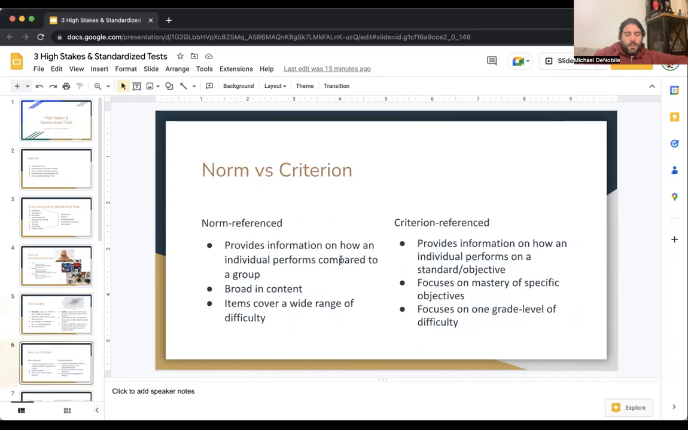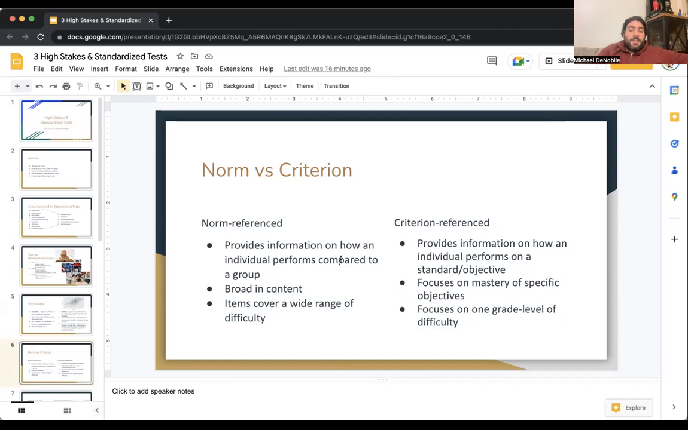All right. So norm versus criterion-based, criterion reference tests. So a norm reference, as we learned before in the introduction lecture, provides information on how an individual performs compared to a group. They're broad in content. The items cover a wide range of difficulty. These help us place students in comparison to their peers. Where do they fall in a grade level? Are they above or below grade level? That's what a norm reference test will give us.